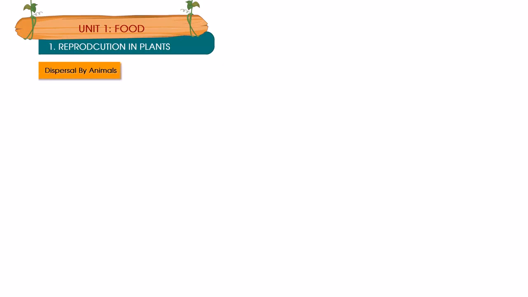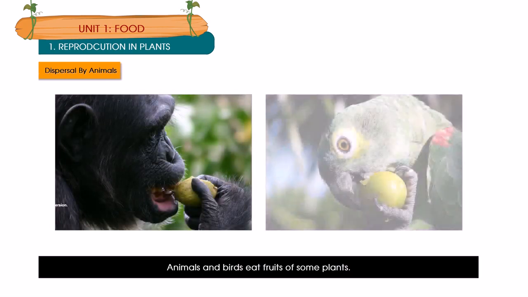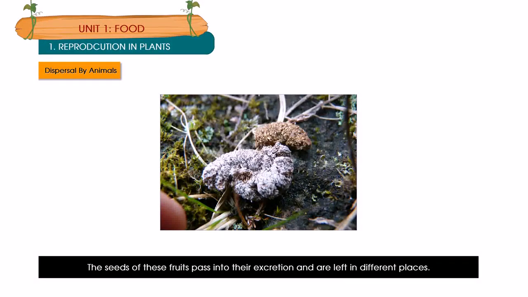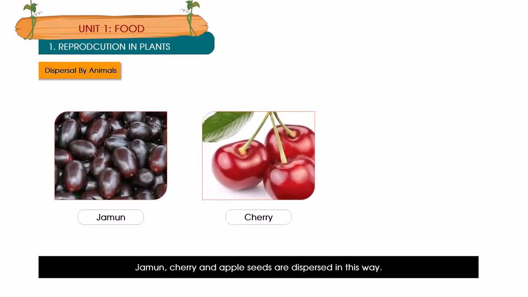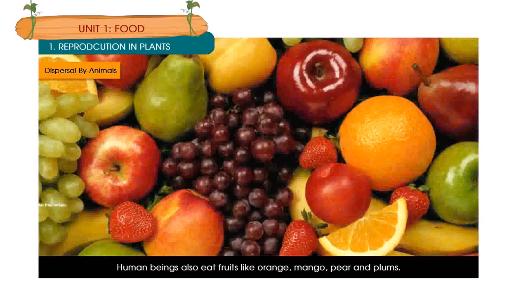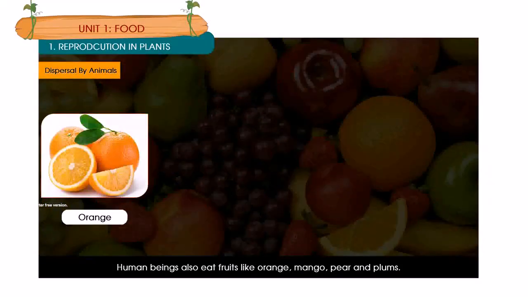Dispersal by animals. Animals and birds eat fruits of some plants. The seeds of these fruits pass into their excretion and are left in different places. They can be away from the parent plant. Jamun, cherry, and apple seeds are dispersed in this way. Human beings also eat fruits like orange, mango, pear, and plums. The flesh is eaten and the seeds are thrown away. When the seeds get the right conditions, they germinate.